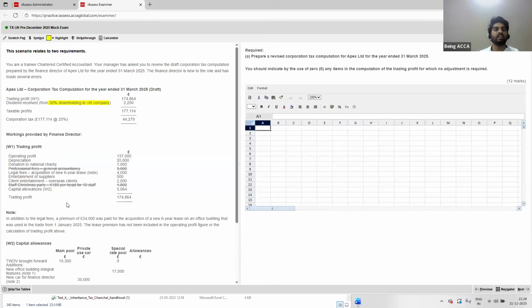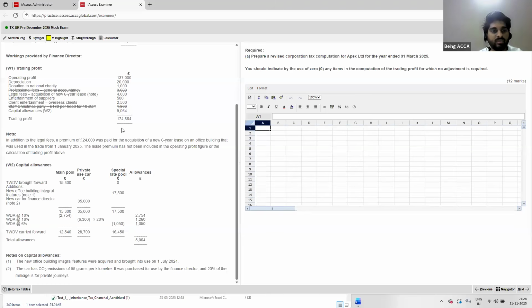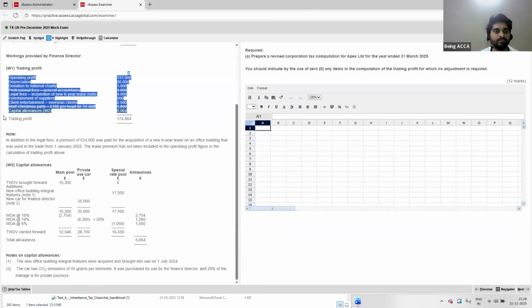After all these, we can see the capital allowances at 5,064, and we can see that it is also being added back, but it should be subtracted. So there's a mistake in this as well. So let's highlight this value in red. Okay, let's highlight this value.